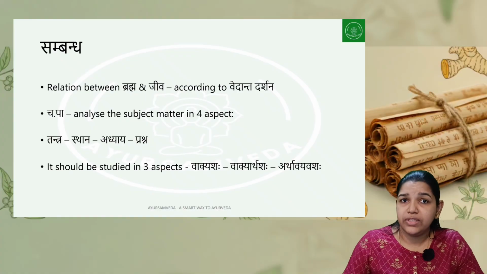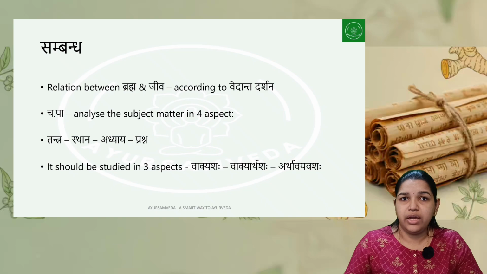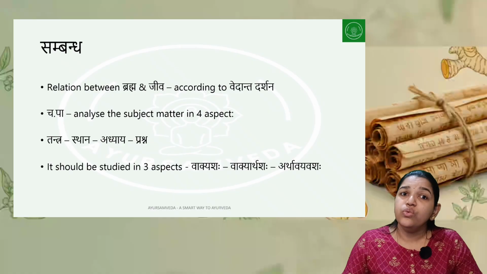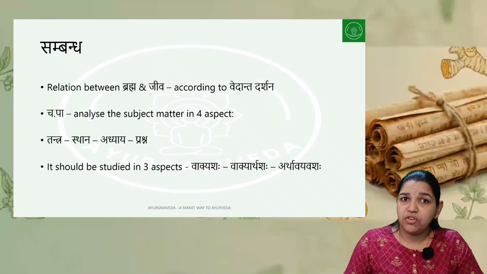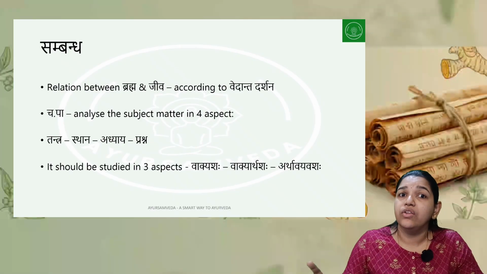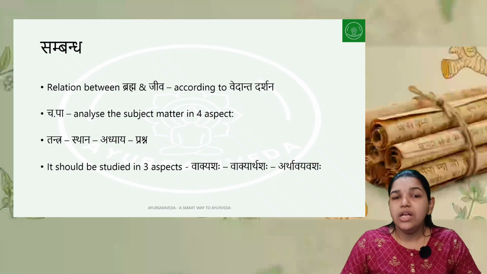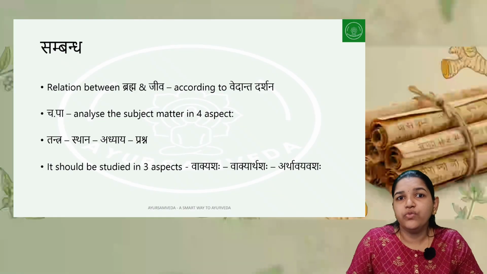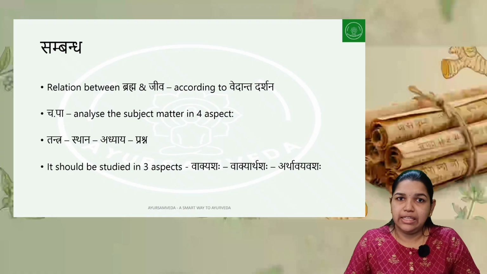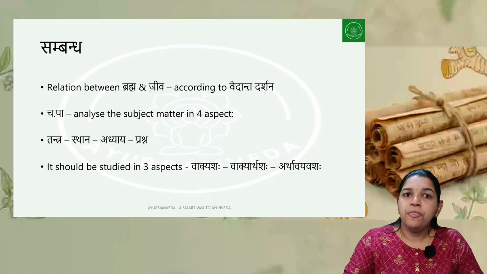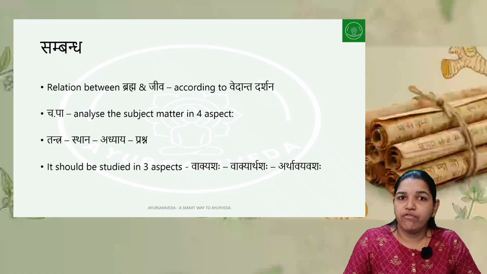Then if we consider the Adhyaya, in Charaka Samhita, Sutra Sthana, the first Adhyaya or the second Adhyaya. Dirghamjivitiya Adhyaya is the first Adhyaya which has been explained. We have to understand why that particular Adhyaya has been explained in that particular sthana, the Sutra Sthana. Similarly, the Prashna, the topics which are covered in this Dirghamjivitiya Adhyaya. Why has this particular topic been explained here? That connection we have to understand.